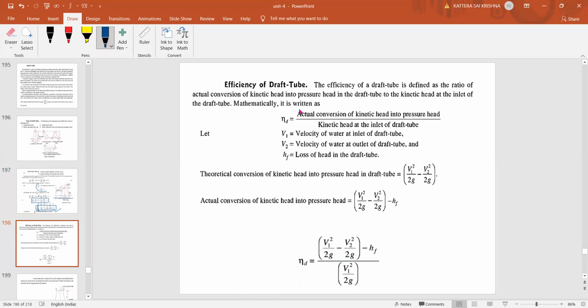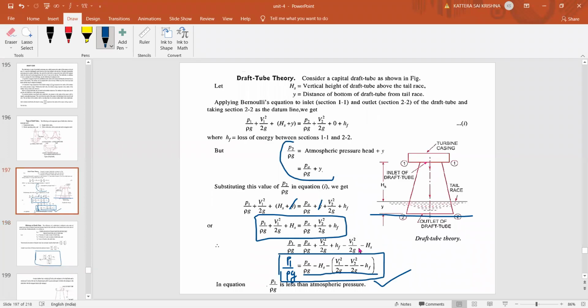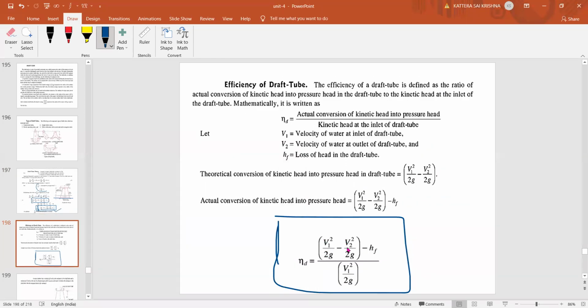Now we need to know the efficiency of the draft tube formula, right? The efficiency of the draft tube formula is this one, the final formula, which is nothing but the ratio of the actual conversion of kinetic head into pressure head to the kinetic head at the inlet. You can remember this: V1 square by 2g minus V2 square by 2g minus HF, divided by V1 square by 2g.